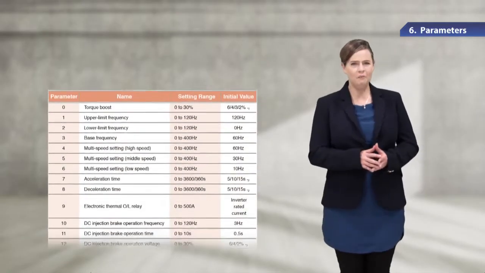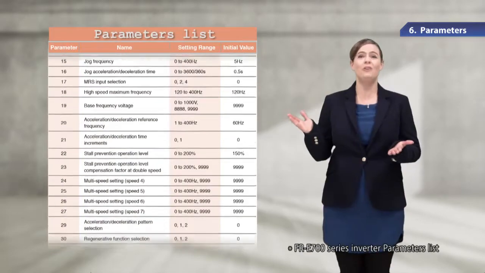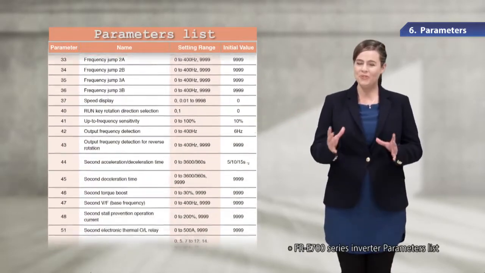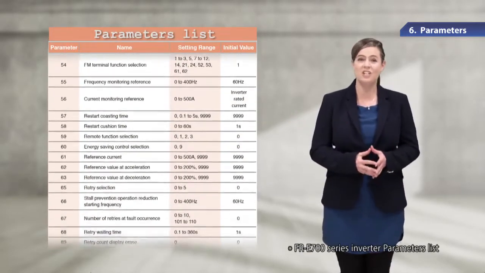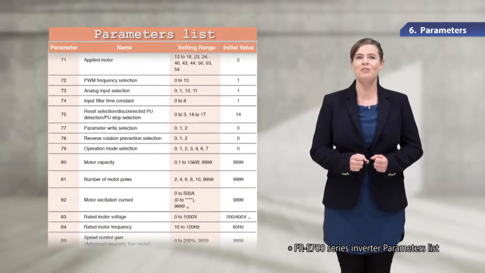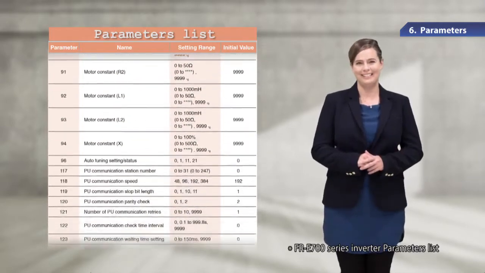There are a lot of parameters available for Mitsubishi general purpose inverters. Most of these parameters have preset initial values, which enable the motor to run with minimum settings. Let's take a look at the basic parameters required to run the motor.